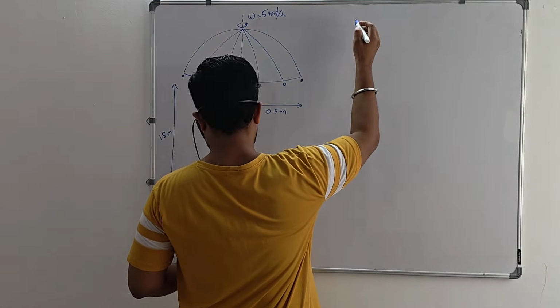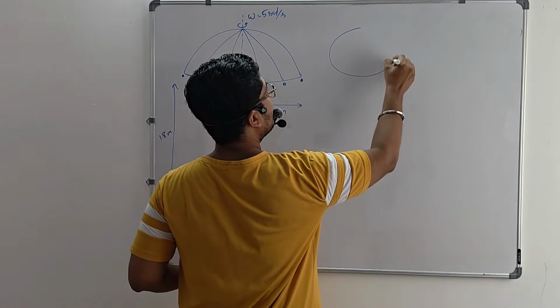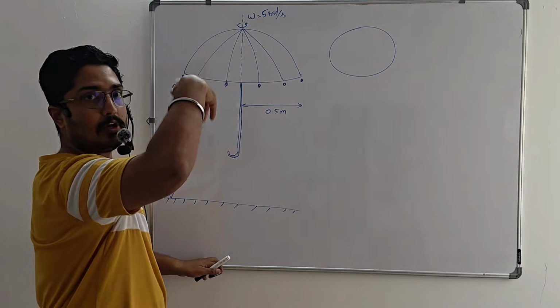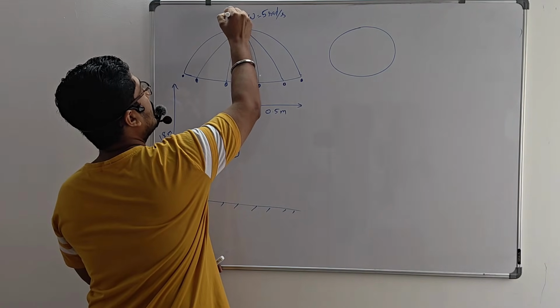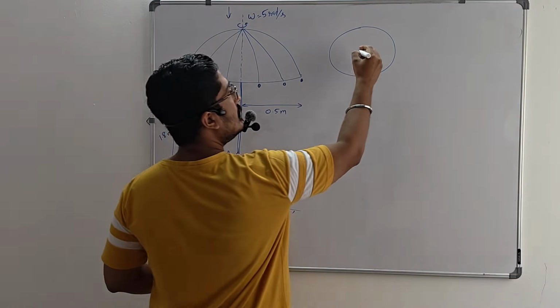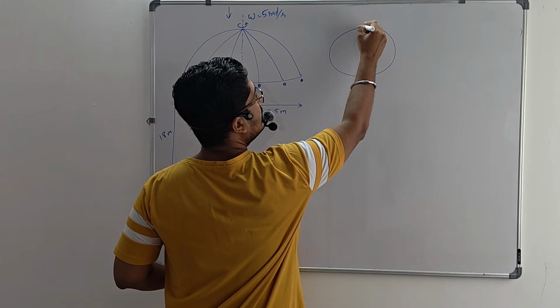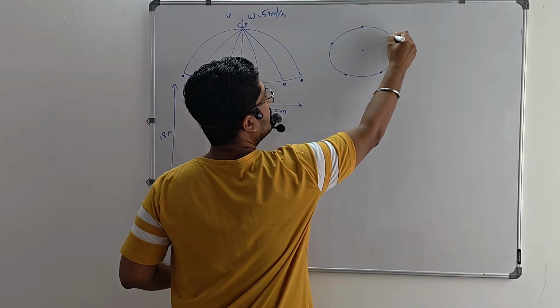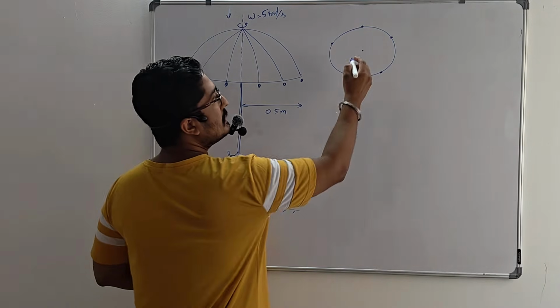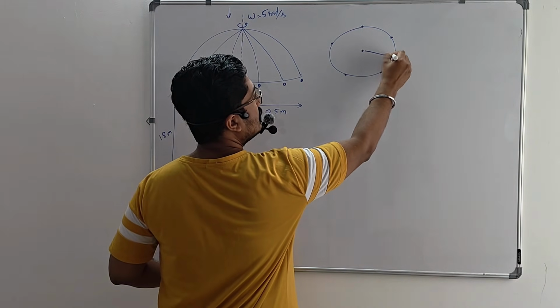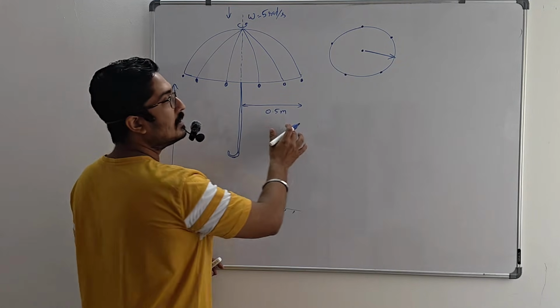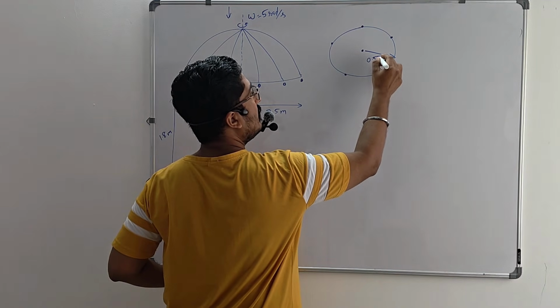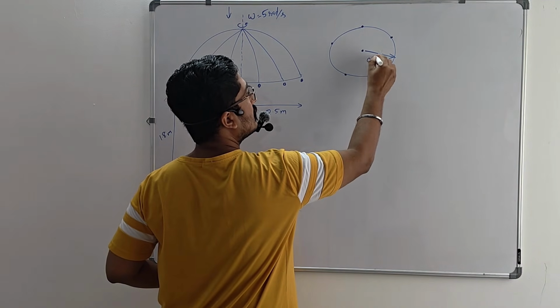So let me also draw a circular diagram here. This represents the umbrella shape from the top. When you look at the umbrella from the top as an observer, what you see is a circle, this being the center of the umbrella, and these are the locations from where the water droplets are coming off. That's the end of the umbrella. And how much is the radius they have given for this circle? Look at that. The radius of that circle they have given is 0.5 meters.